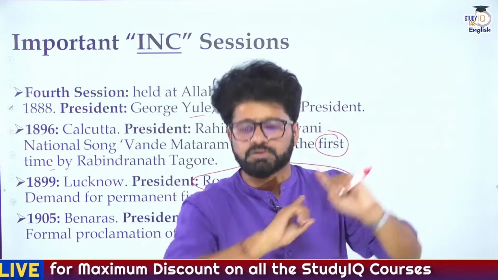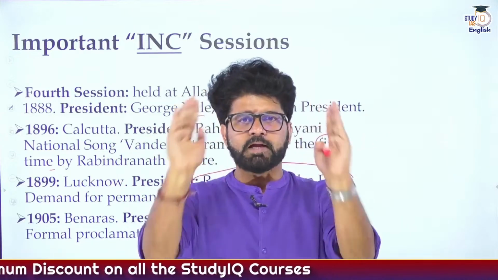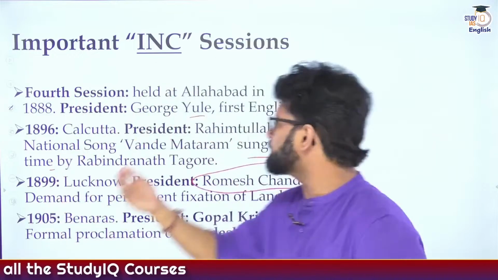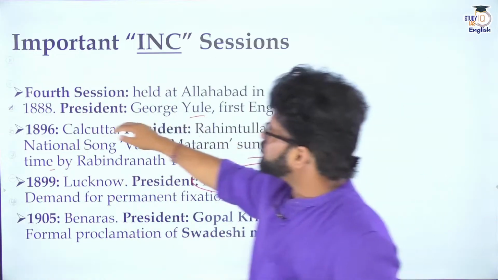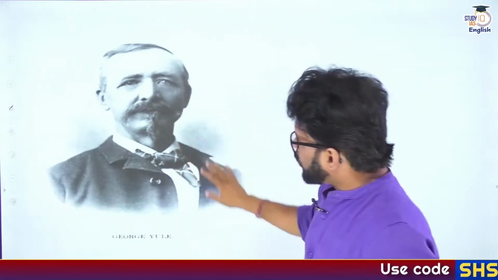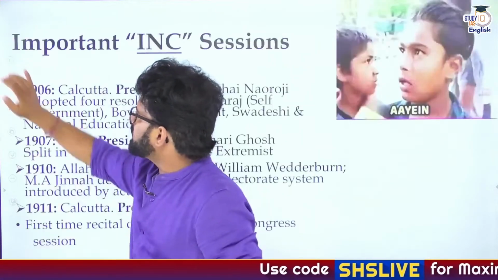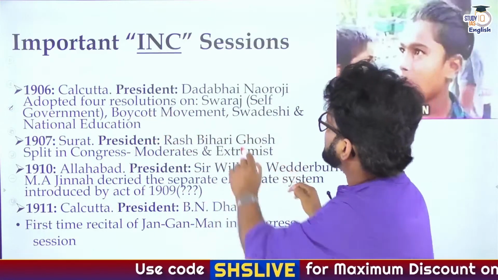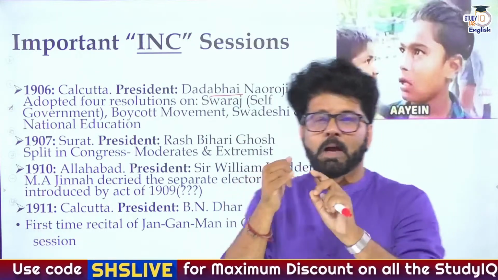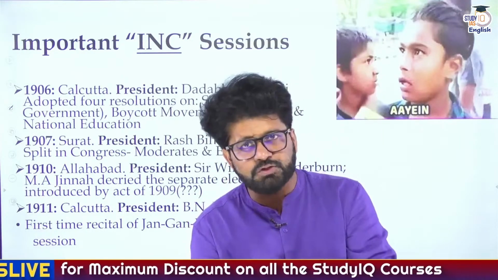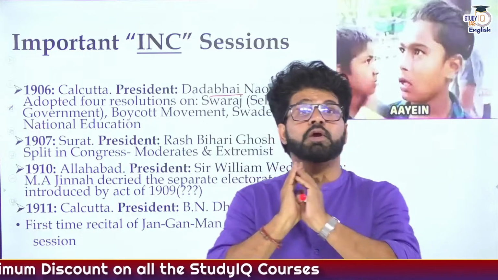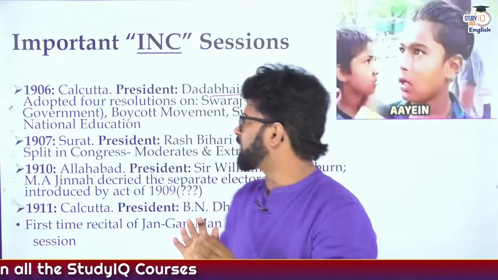1906, we have just discussed in the previous slide, Dadabhai Naoroji. 1886, 1893, 1906. So now again, Dadabhai Naoroji will be coming. He is George Yule, and the more images you see, the better you will become. 1906 Calcutta, President Dadabhai Naoroji. I'm reiterating it again and again: 1905, 1906, 1907, you cannot skip these sessions. These are very important sessions.